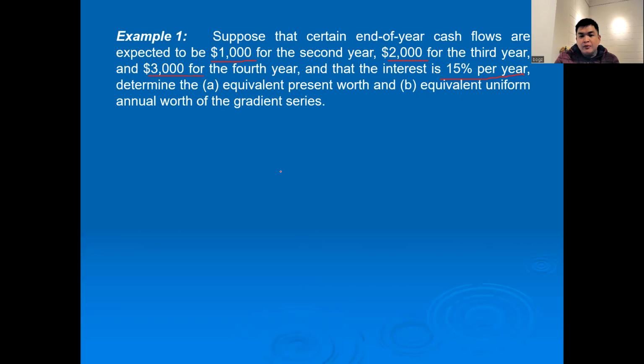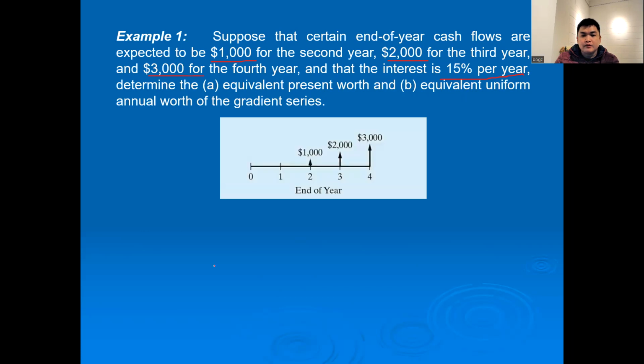So, paano ba muna yung magiging diagram natin? Ganito. Very basic. So, meron kang incrementing amount. Again, no value at the end of year 1. And it was specifically stated in our problem, $1,000 for the second year, $2,000 for the third year, and $3,000 for the fourth year. Thus, our CFD, cash flow diagram.